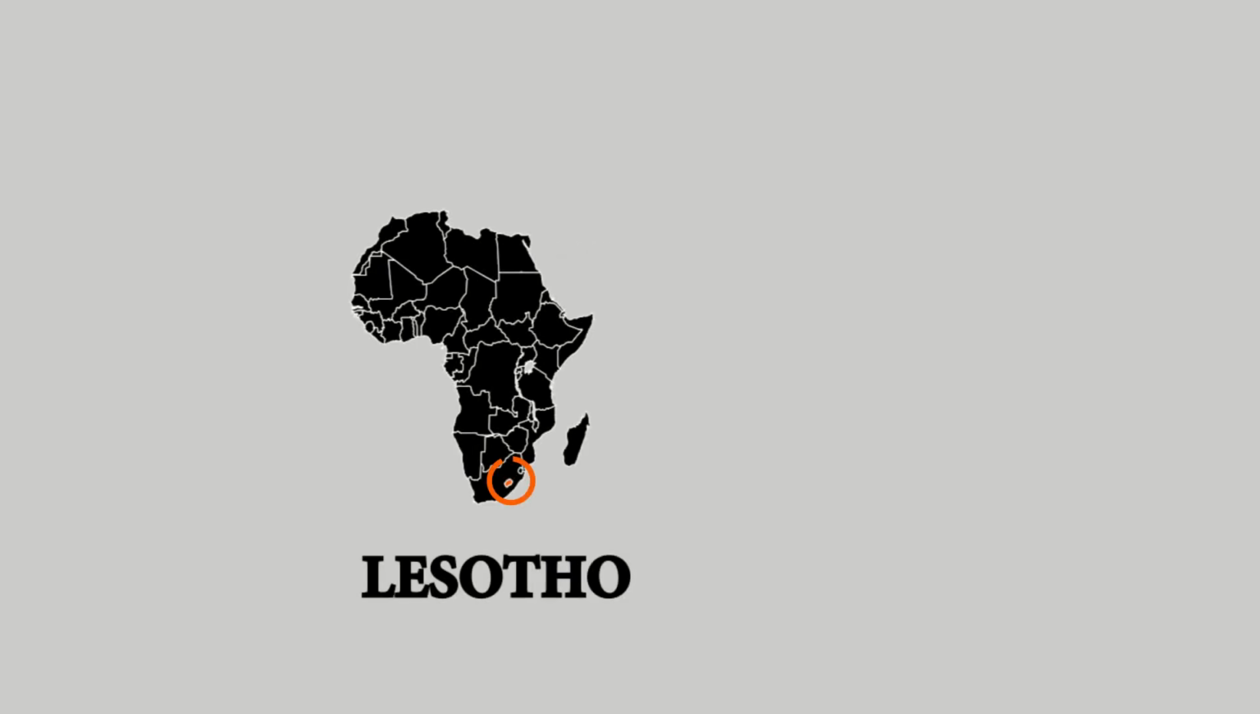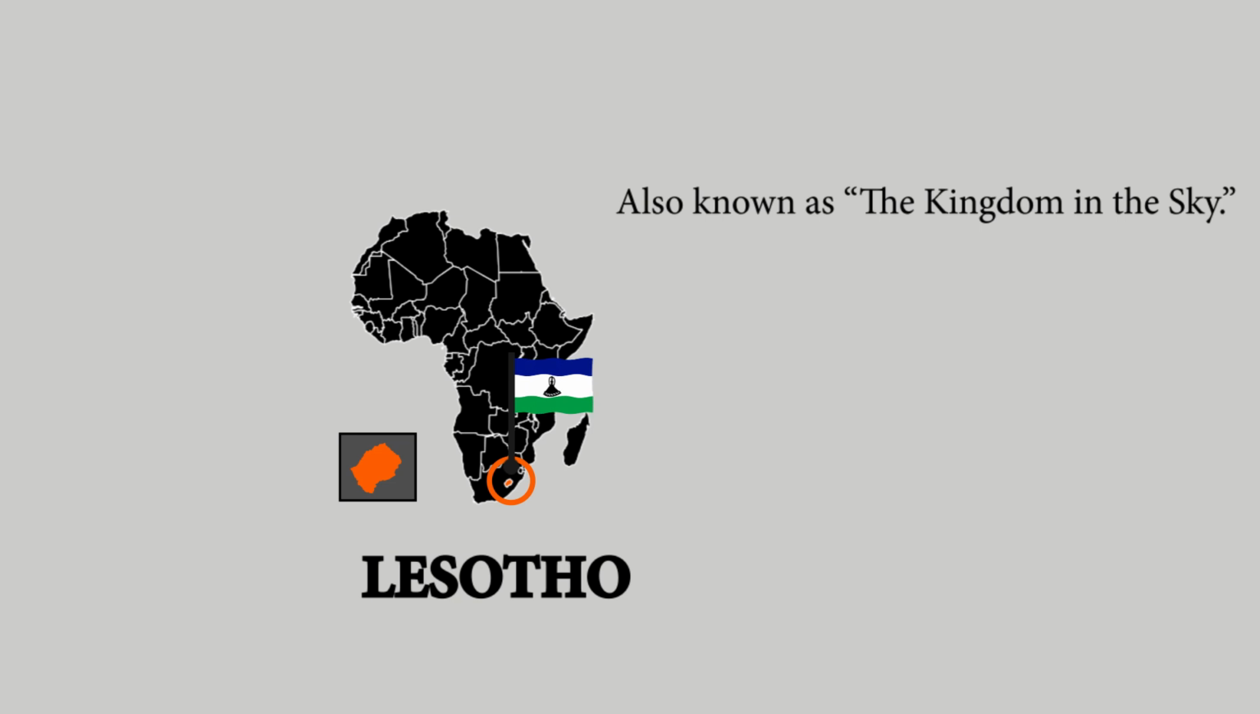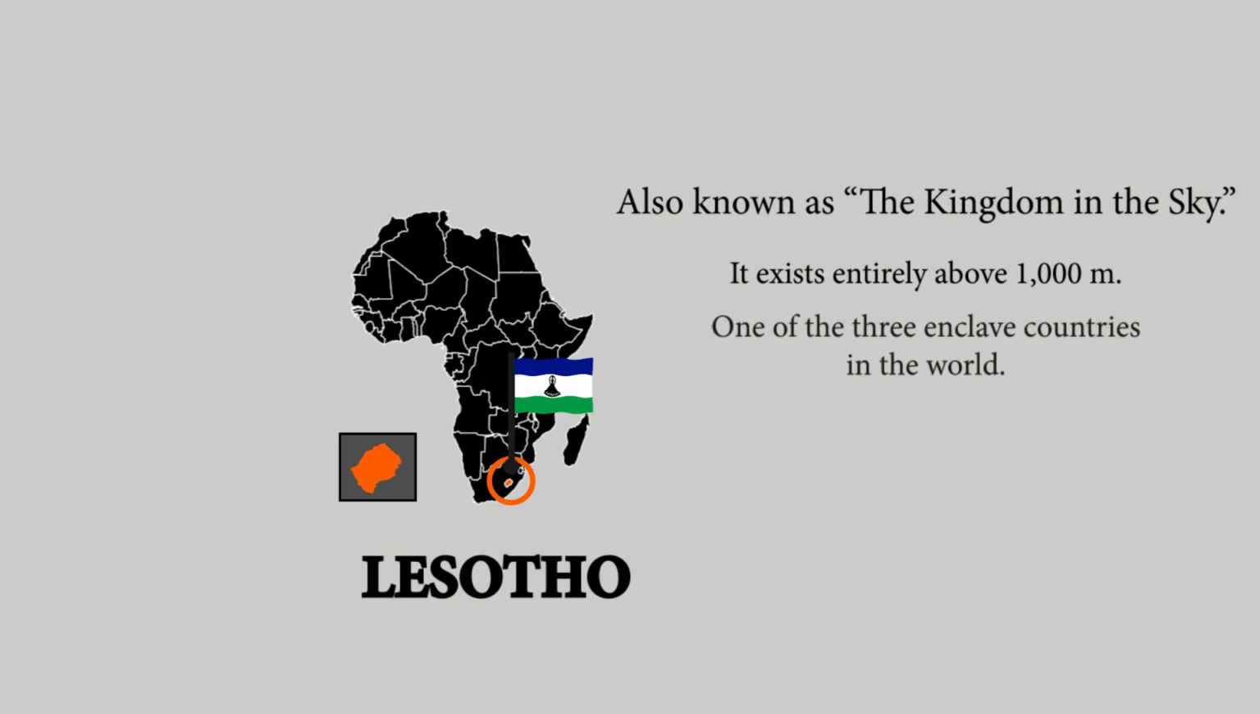Lesotho. Lesotho is a unique country in southern Africa nicknamed the Kingdom in the Sky. It is the only independent state on the planet that exists entirely above 1,000 meters. Lesotho is one of the 3 enclave countries in the world. That is, it is completely surrounded by South Africa.